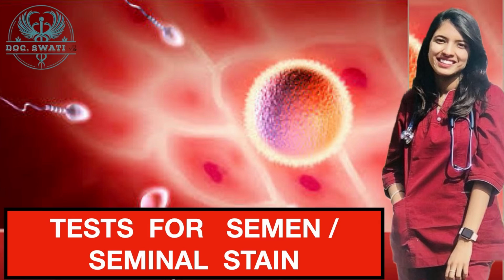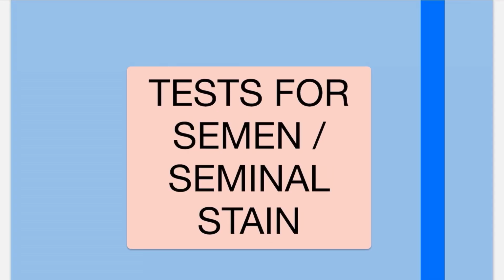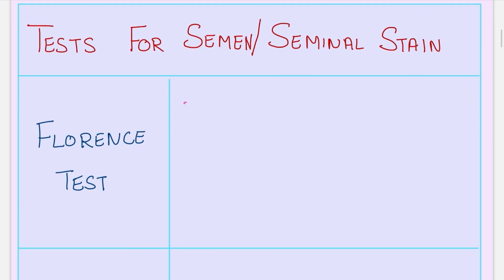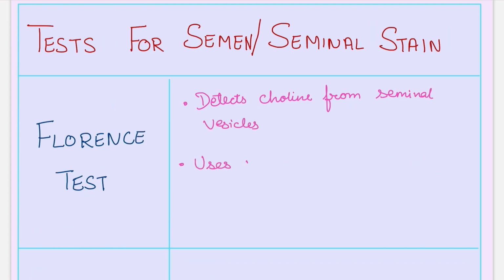Today we'll talk about tests for semen or seminal stain. So, let's begin our discussion. Let's talk about all the tests in a tabular form with the addition of their key features. Let's begin with the fluorescence test. It detects choline from seminal vesicles and uses a fluorescence reagent, that is potassium iodide plus iodine.